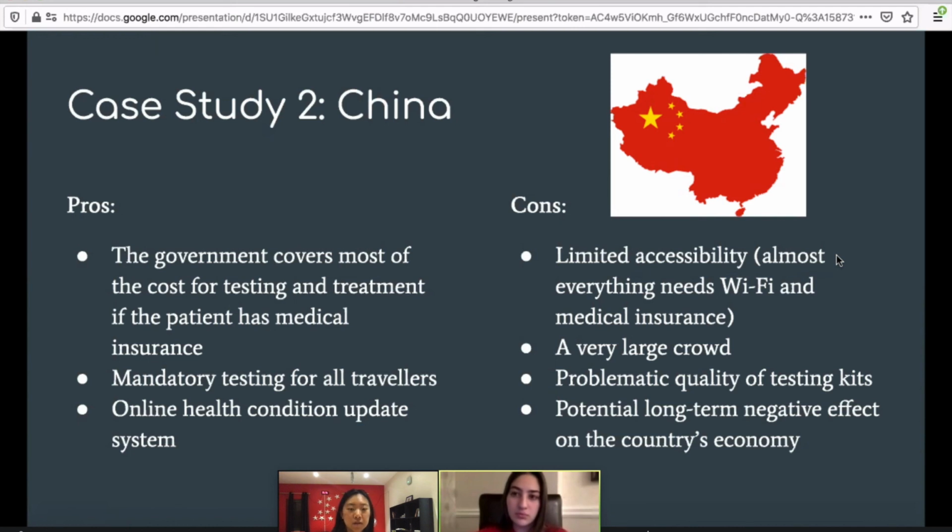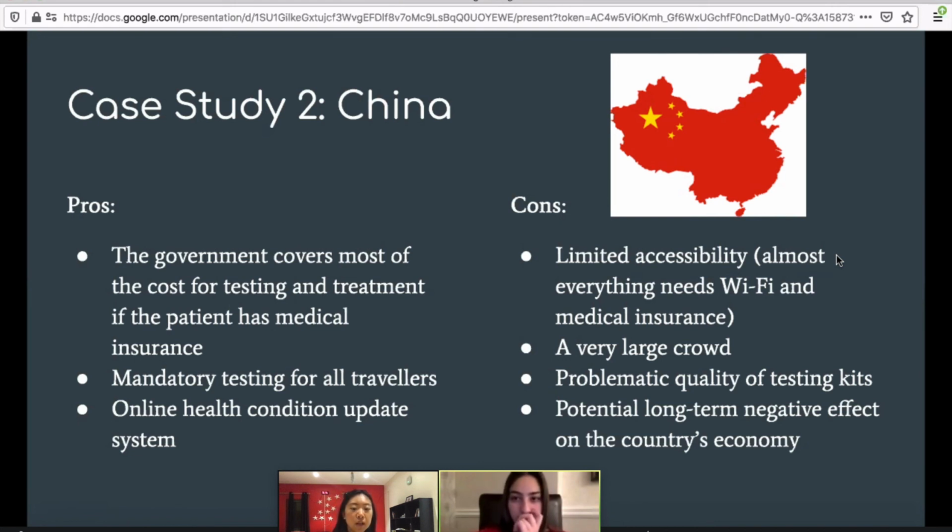And also, there's a very large crowd in China. So even though you're qualified to apply for these free kits, you may not get it as soon as possible, and this has been causing a lot of deaths. There's another problem with the huge demand, which is that the production process can be really problematic. So basically, the quality of the testing kits is not consistent. Some people may get very good quality testing kits and get accurate results, but some people may not. And this is also causing a lot of problems.